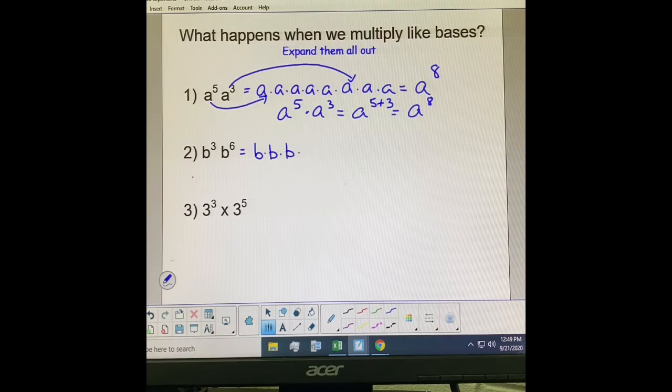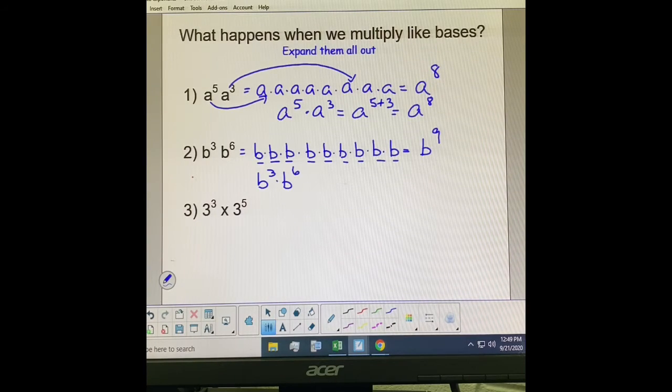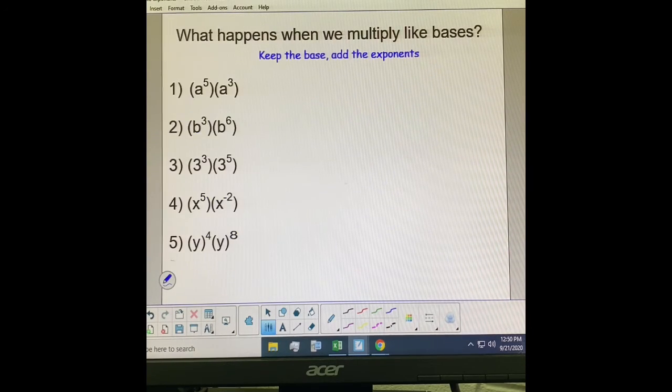B times b times b times b times b times b times b times b times b is b to the 9th. If we keep the base and add the exponents, we'll get the correct answer. Three times 3 times 3 times 3 times 3 times 3 times 3 times 3 gives us 8 threes, or 3 to the 8th. 3 plus 5 is 8. Keep the base, add the exponents.